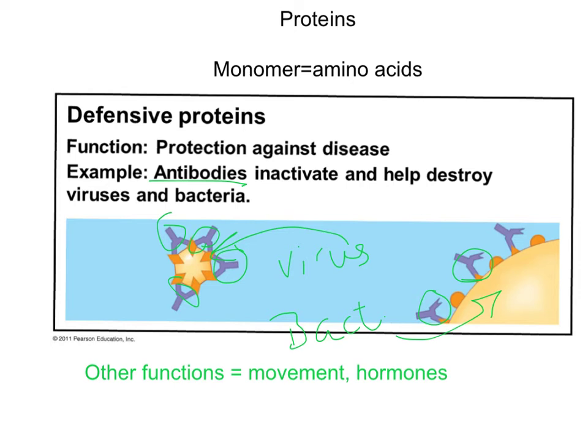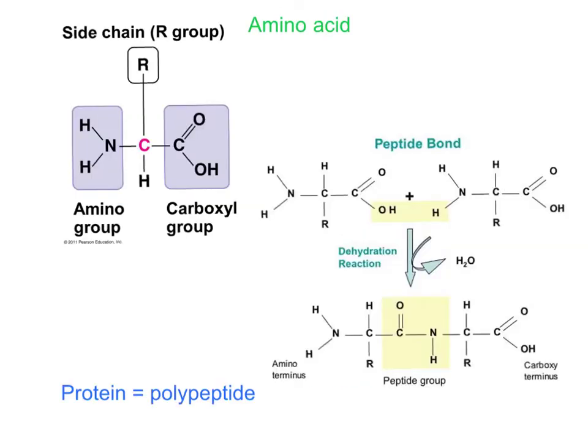Some of the other functions that our proteins have is they help with movement. Our muscles are made of protein, large amounts of protein found in our muscles, so that's going to help us move, as well as hormones. Remember we talked about steroids just a minute ago. I mentioned to you that there are two basic kinds of hormones. There are steroid hormones and protein-based hormones. So next let's talk about the monomer of proteins a little bit. So our monomers are amino acids.